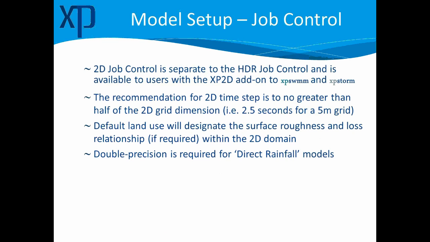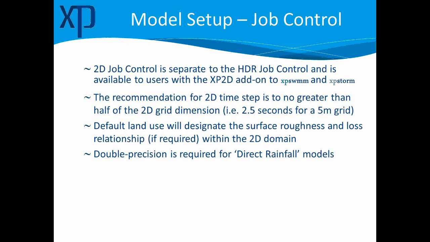2D job control is separate to the hydraulic job control, and is available to users who have the XP2D modules for XPSWMM and XPStorm. One of the core components of a 2D model is to ensure that your time step in this component of the software is no greater than half the 2D grid dimension. So, for example, if you have a 2D model with a 5-metre grid, then we certainly would not expect to see a 2D time step greater than 2.5 seconds.